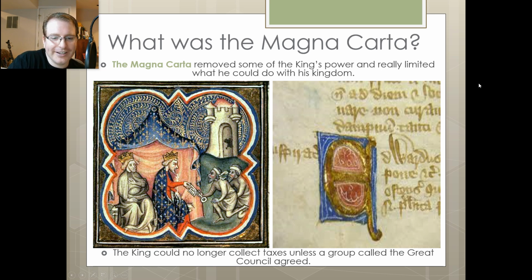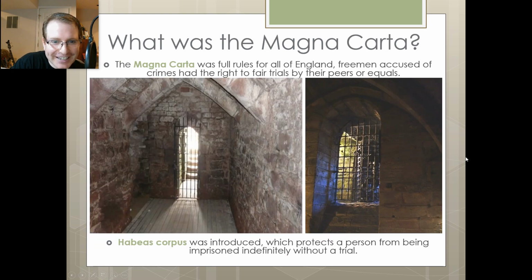No longer could a king just say, I want more money and have taxes. We have to have a great council, which is going to be the formation of Parliament, coming into being. This is such an influential and important document that we have here. All right. Parliament is the foundation for what we have for our Congress and Senate.